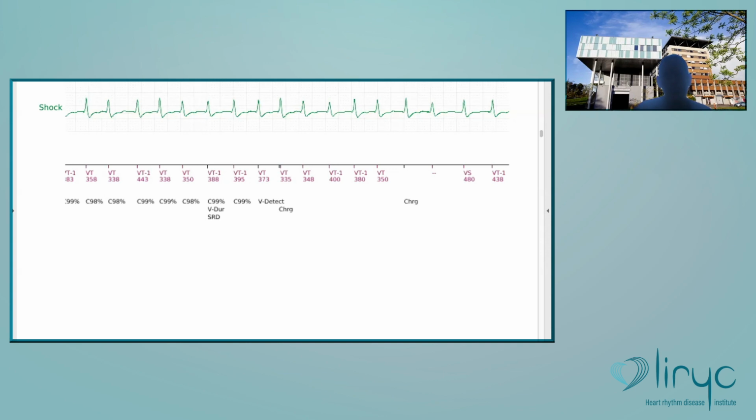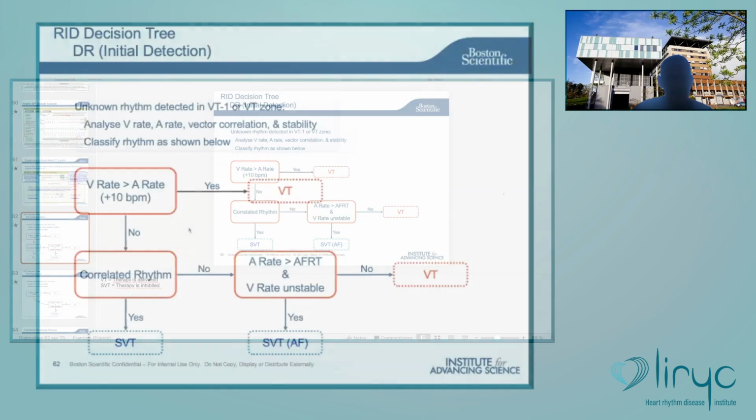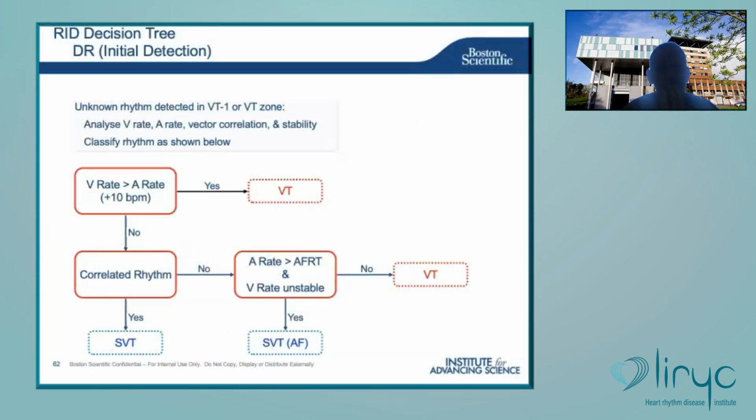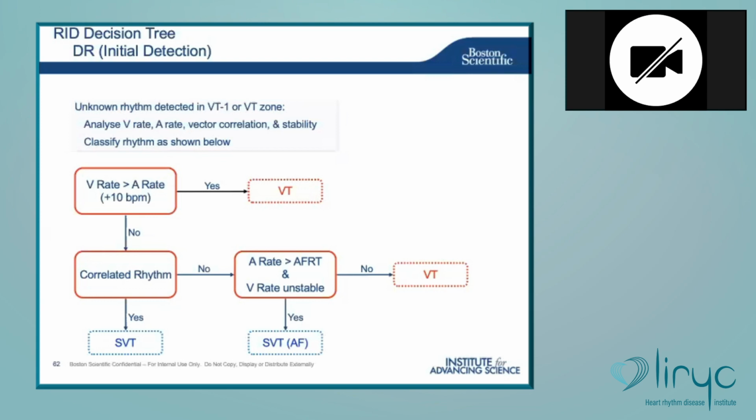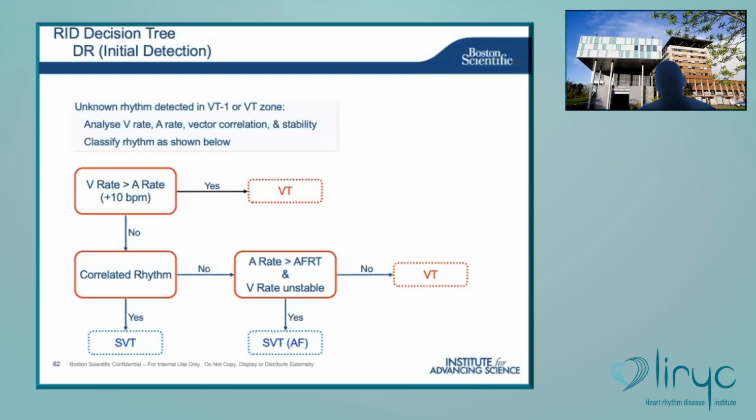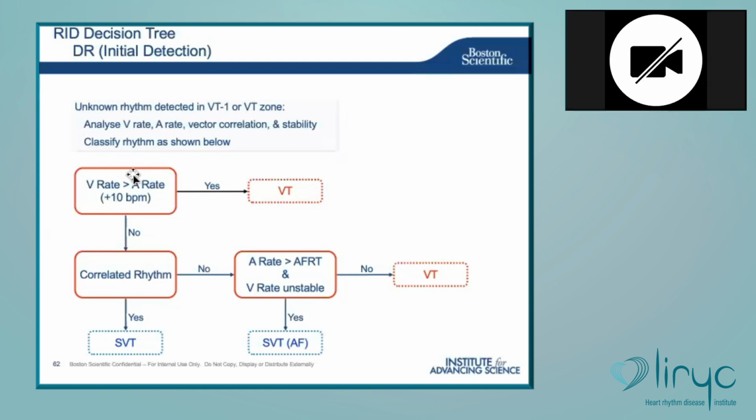But okay, so now let's consider the dual chamber discrimination. And here, as I said, I will just show you first this slide. You see the slide here? If you consider the rhythm ID, meaning the morphology plus atrial information, if you program both rhythm ID and the atrial information, this is the way it will work. It's clear? The first step is very simple.